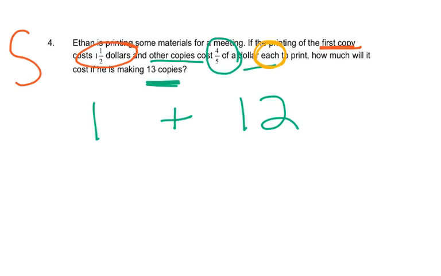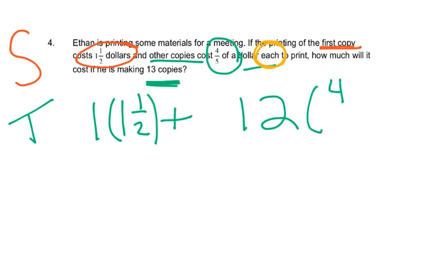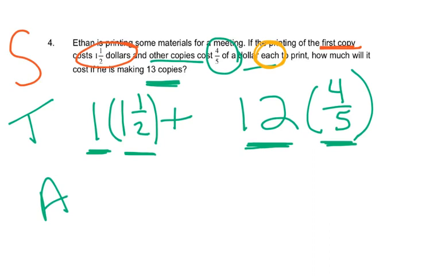Okay, so now I am translating my problem. Now that first copy is going to cost me $1.50. The 12 others are going to be 4/5 of a dollar each. Again, that's multiplication, so I have to take the first copy, which cost me this, plus the 12 additional, because there's a total of 13 copies, cost me this. Okay, I've translated my problem. I'm going to answer it. You can use a calculator. Remember, I don't have one with me.